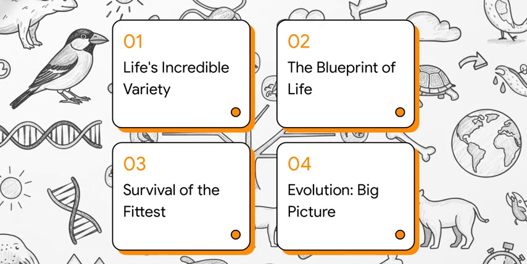So here's our game plan for figuring this out. We're going to break it down into four key parts. First, we'll look at life's incredible variety. That's the raw material. Then we'll get into the blueprint of life and see how traits get passed on. After that, we'll fire up the engine of it all, survival of the fittest. And finally, we'll zoom out and look at the big picture.